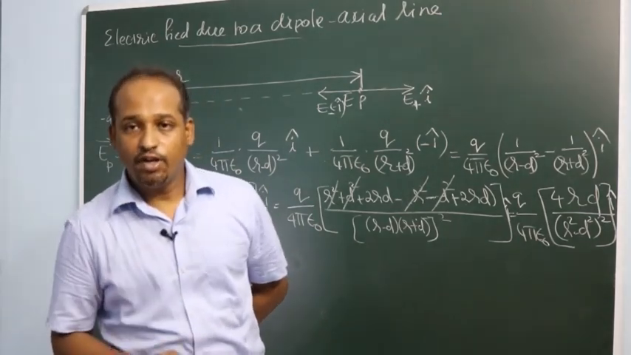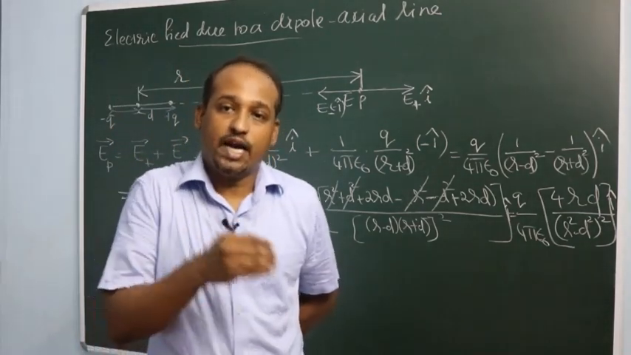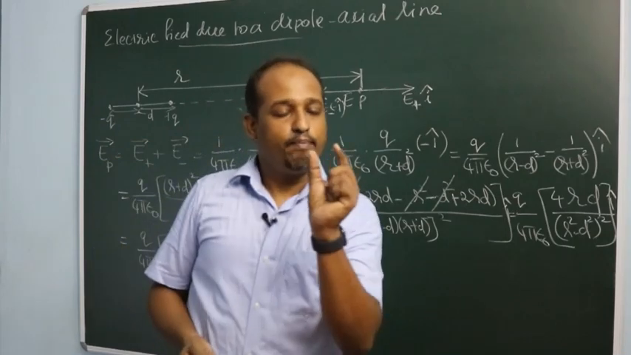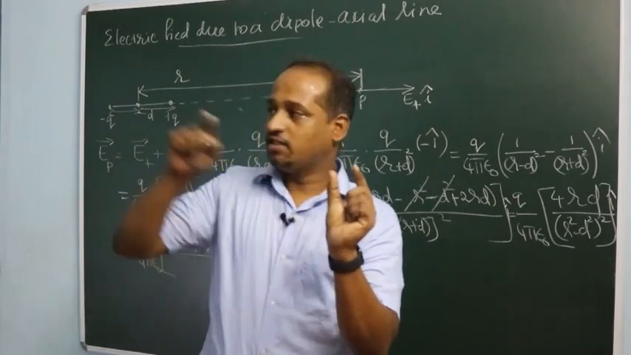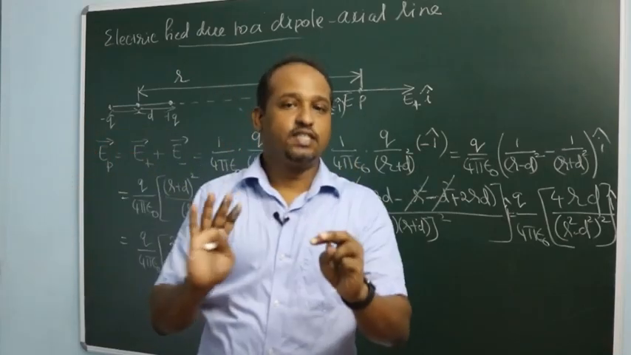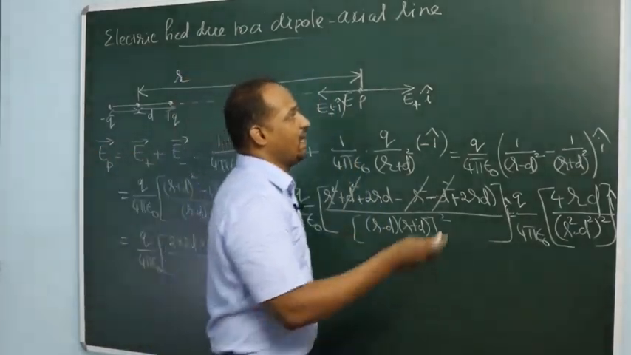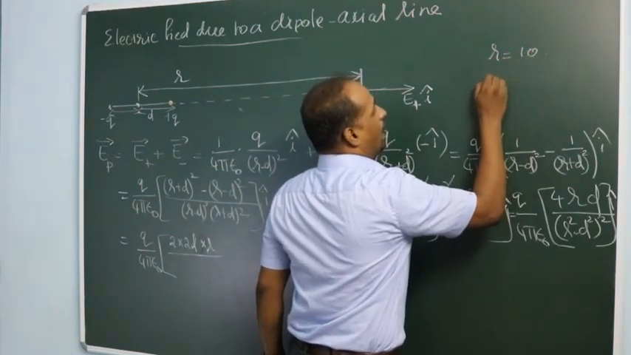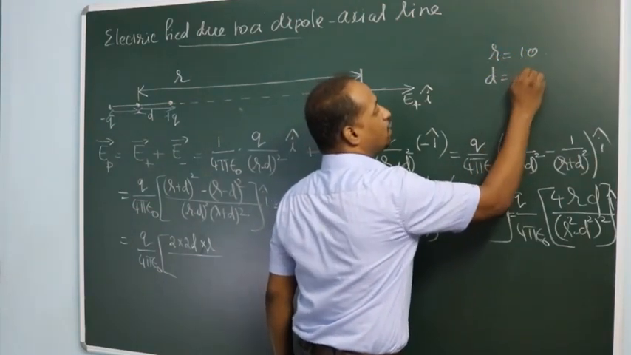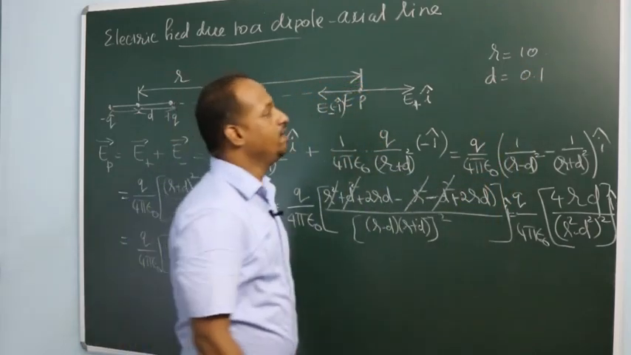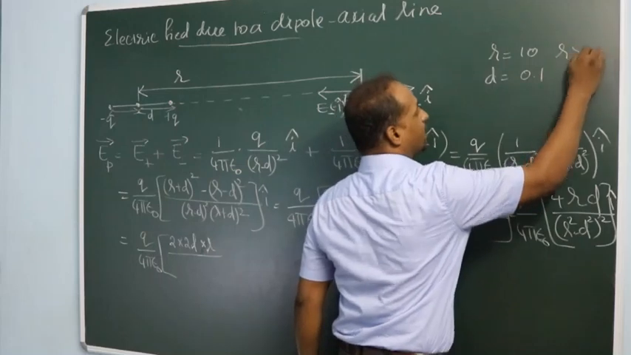Here I am going to find out the electric field due to a dipole at a far point. At a far point means that compared to the size of the dipole, the distance where you would like to find the electric field is really very large. Say I will take some typical values. Suppose your r is 10 and d is 0.1. Now r is greater than d.